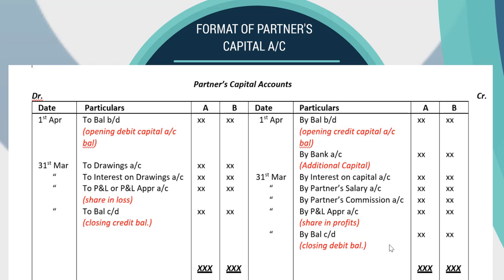Now, the reason why this account can have a debit balance or a credit balance is because of this drawings account. It's out of profits, and where the partner has withdrawn more than his or her share of profits, the debit side will be greater than the credit side, and therefore the balancing figure will come as by balance carried down, which is the closing debit balance.